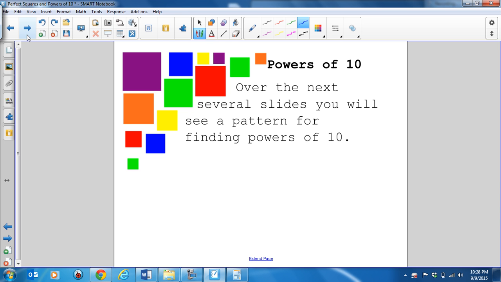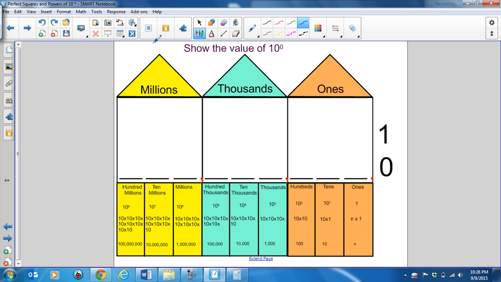Alright, the next thing we're going to go over is your powers of 10. These are going to be written using exponents as well, and you're going to see a pattern here. So 10 to the power of 0: anything raised to the power of 0 is just 1. 10 to the power of 1 is 10. 10 to the power of 2 is 100. 10 to the power of 3 is 1,000.